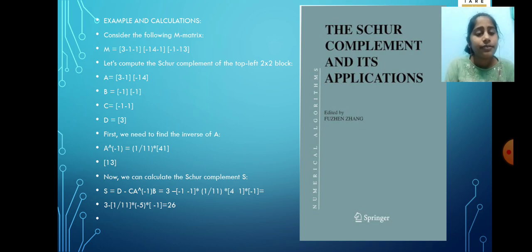Let us find A inverse first. A inverse is equal to 1 by 11 times the matrix 4, 1; 1, 3. Now we can calculate the Schur complement using the formula D minus C times A inverse times B. Then the Schur complement of the given matrix is 26.